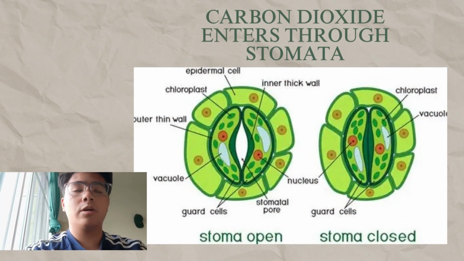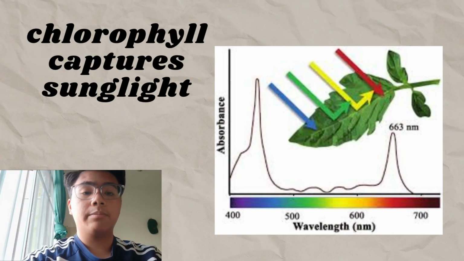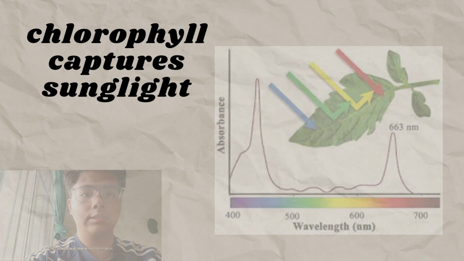Step 2, carbon dioxide enters through stomata. Carbon dioxide gas from the air enters the leaf through the open stomata, while water vapor can also escape at the same time. Step 3, chlorophyll captures sunlight. The green pigment chlorophyll in the leaf absorbs sunlight energy, especially red and blue light, which excites electrons to drive the chemical reaction of photosynthesis.